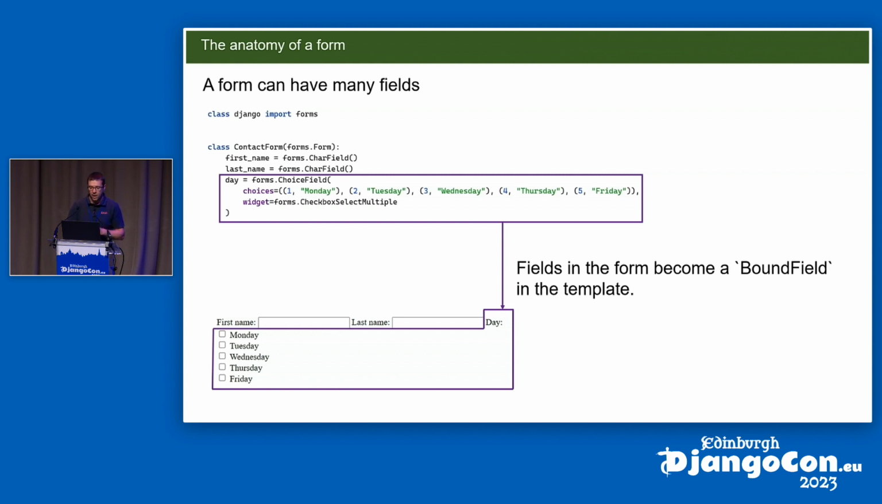One thing to be aware of is that the field that we define on our form becomes a bound field when we render it in our template. This is something that took me a little while to realize, and when the penny dropped, it really opened things up for me. Django's definition of a bound field is a field plus data. A good example of this is when a user submits their form and it's invalid. We want to render that form again with the errors and those previously submitted values. We don't know those when we're defining the field on our form. We only know about those at render time.